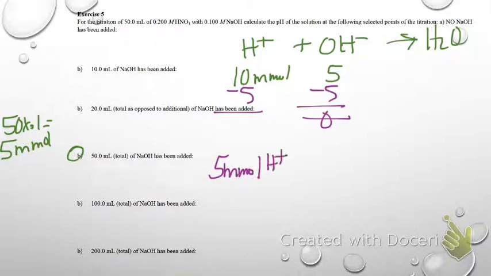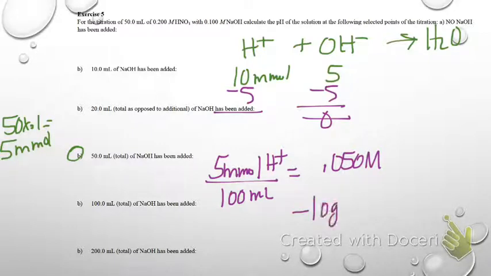I should expect my pH to go up here, right? I have less of it. Now what's my new volume? 50 plus 50, so 100 milliliters. And that's going to give me 0.05 molar. I take the negative log of that, and I get 1.301 is my pH. Okay?